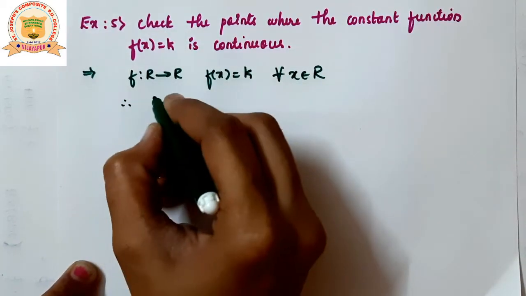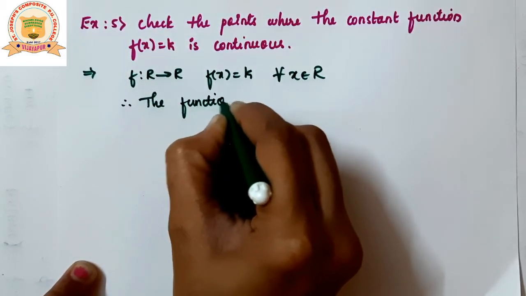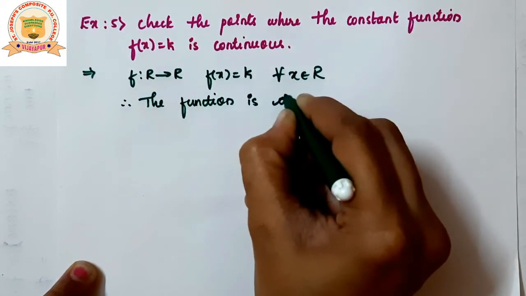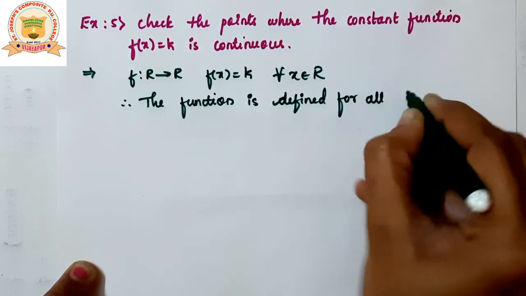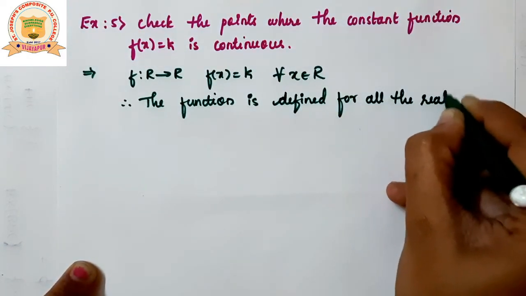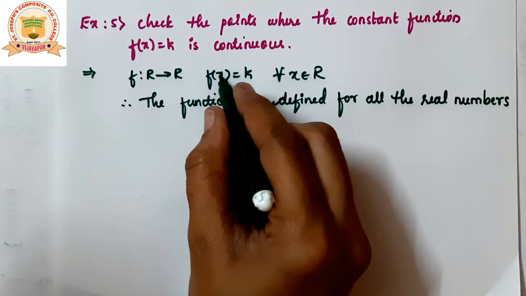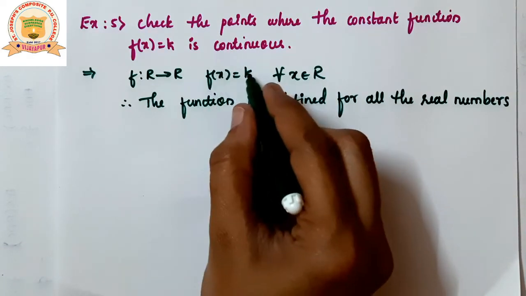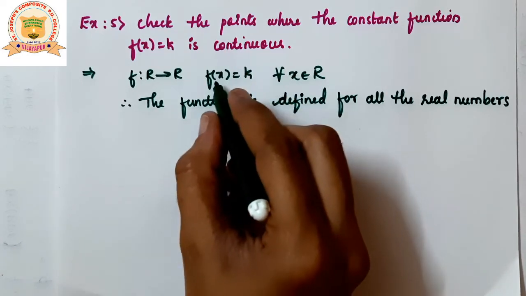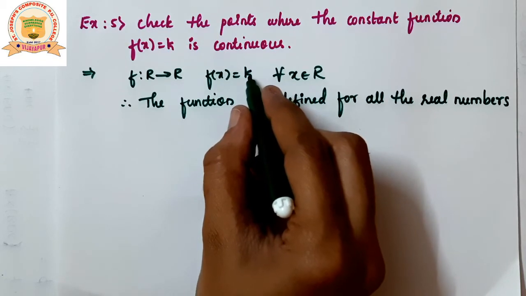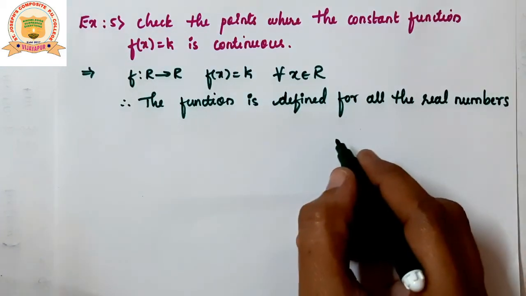Therefore, we'll write that first. The function is defined for all the real numbers. For x is equal to 1, the function value is k. For x is equal to 2, the function value is k. For 10,000, the f of x value is k. For minus 5, the f of x value is k. For any real number, the function value is k only, and it is defined. Therefore, the function is defined for all the real numbers.